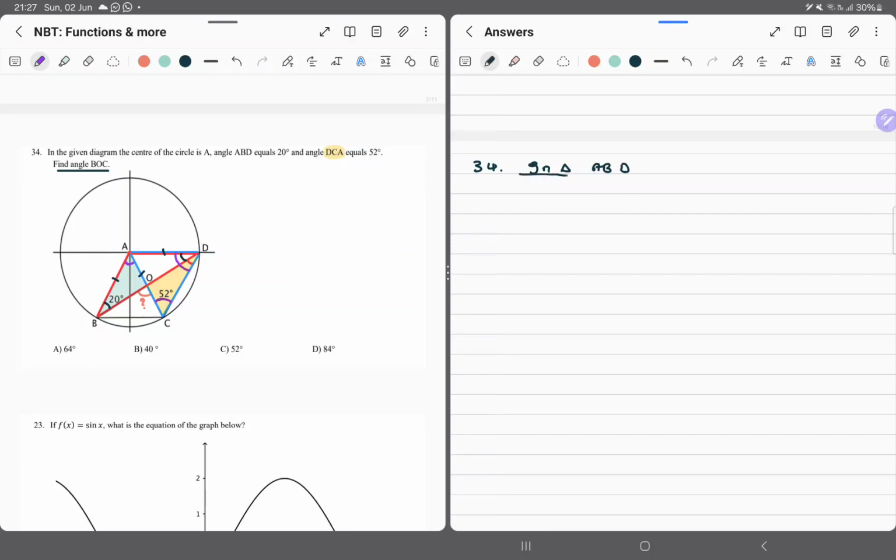ABD. We understand that this angle ABD, maybe let's not use ABD. We're going to say ADB is equal to angle ABD equal to 20 degrees.